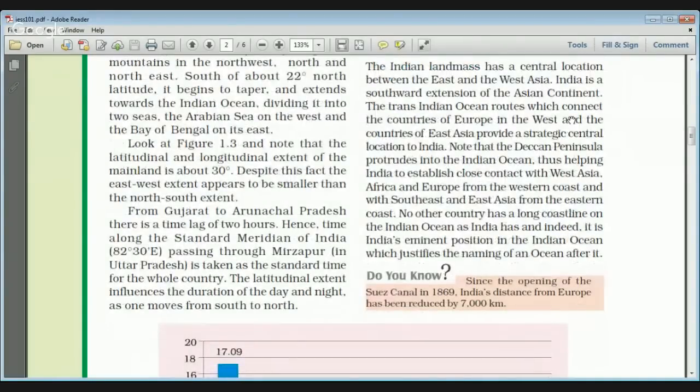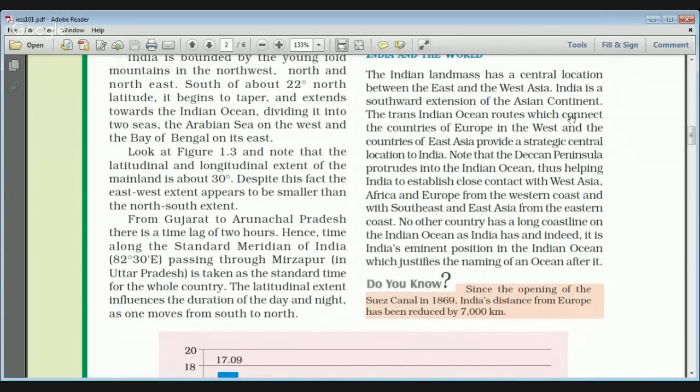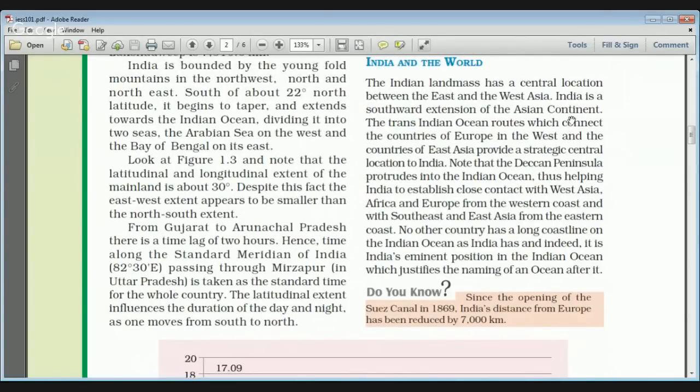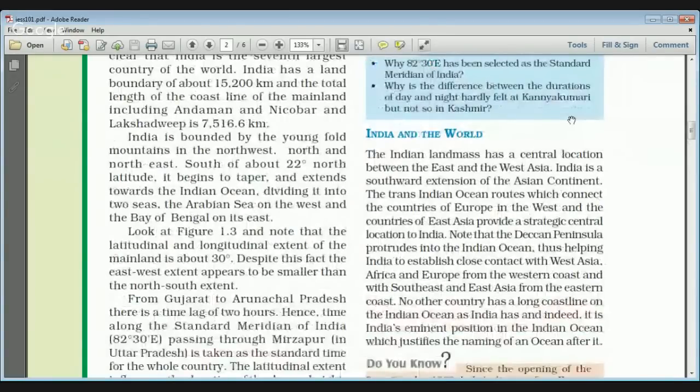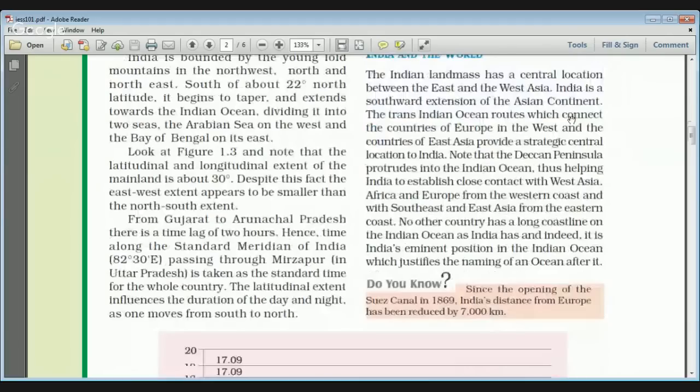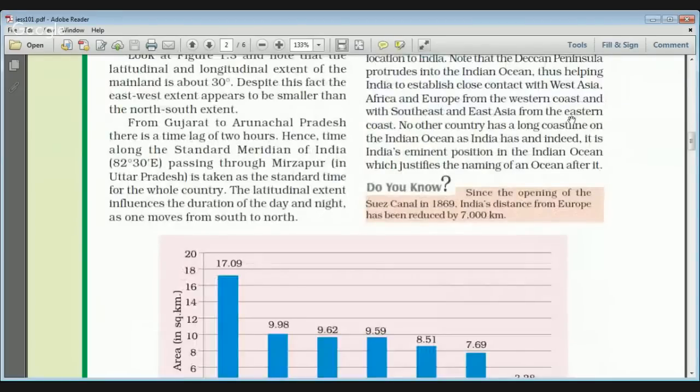And it is a fact that no other country has a long coastline on the Indian Ocean as India has, and indeed it is India's eminent position in the Indian Ocean which justified the naming of the ocean after it. We have already seen that the total length of the Indian coastline, including Andaman, Nicobar, and Lakshadweep, is around 7,516 kilometers. If you exclude these islands, that is Andaman, Nicobar, and Lakshadweep, then it would be around 6,000 kilometers.